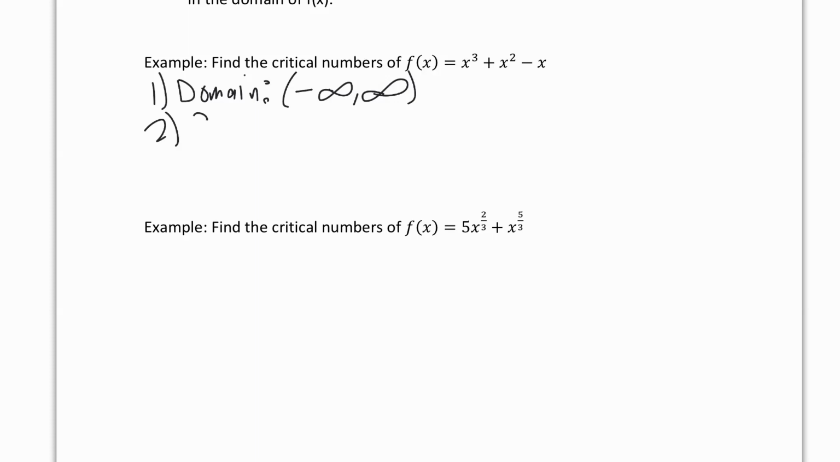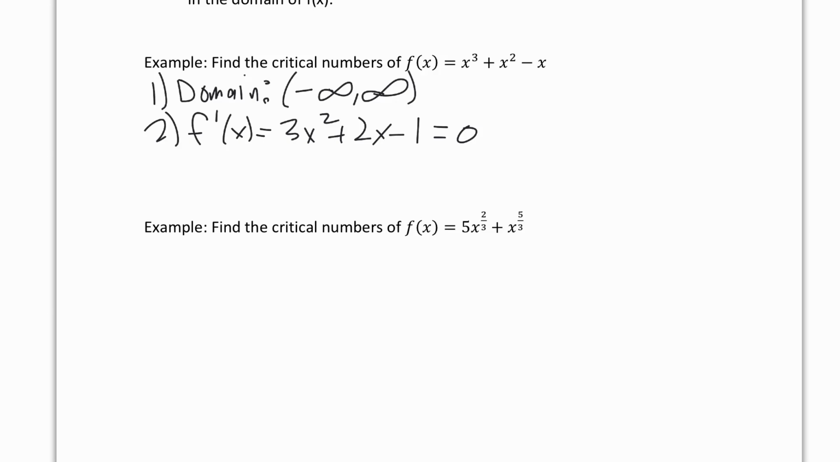Step 2, let's find the derivative. 3x squared plus 2x minus 1. And then we need to set this derivative equal to 0. Well, this requires us to use some pre-cal knowledge. We're taking a polynomial and setting it equal to 0. We need to do some factoring, so pause the video, see if you can find a factoring for this polynomial.